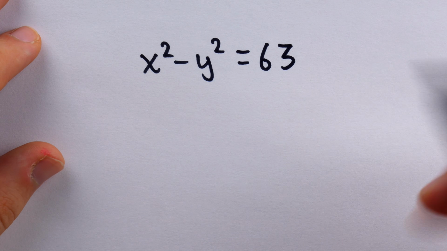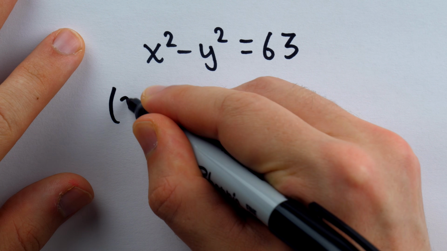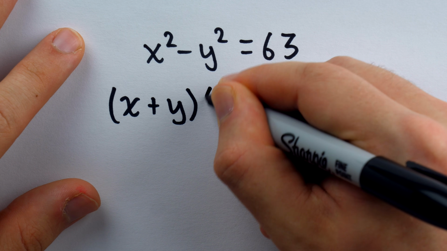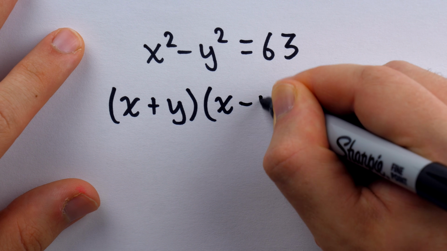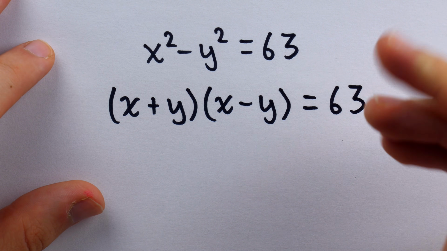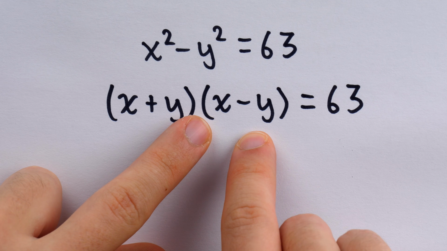Hopefully you know how to factor a difference of squares like this. It is a classic factorization. We can factor it into x plus y multiplied by x minus y, and this product we know has to equal 63. If that's news to you, then you can just multiply this by this and check that it's true, right?